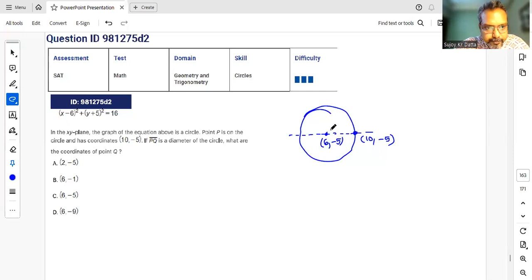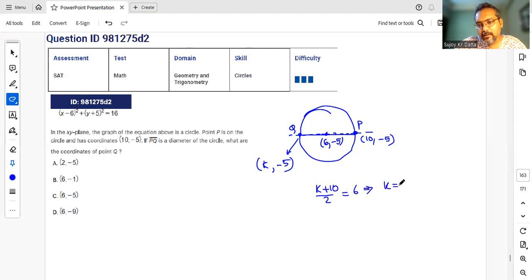P is here. Q is the other end of the diameter PQ. We need to figure out the coordinates of Q. The center coordinates, as we already obtained, are 6 comma minus 5. So Q must be such that the midpoint of PQ is 6 comma minus 5. So it has to be something comma minus 5 only. If I take it as K, then K plus 10 upon 2 should be 6. So that gives us K to be 2. So the point is 2 comma minus 5.